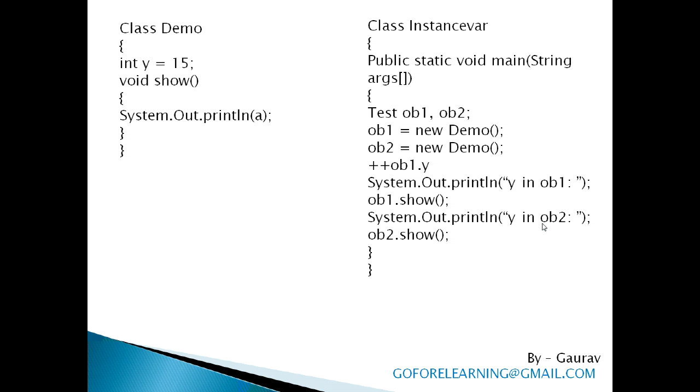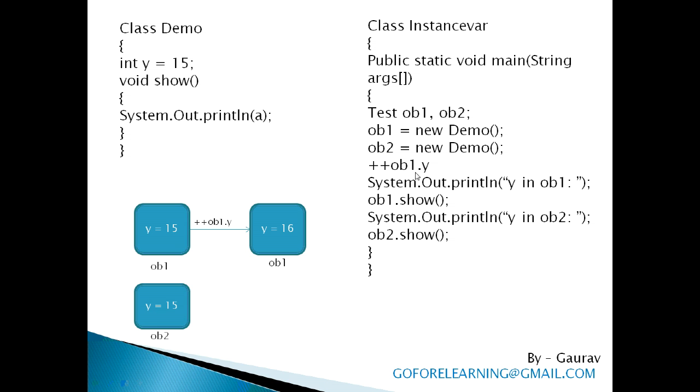Since an instance variable has a separate copy in each object, ob1 has y value equal to 15 and ob2 has y value equal to 15. When the value of the instance variable is modified in ob1 and incremented to 16, it does not affect the instance variable value in the other object ob2. So you can see the output also. Y value in ob1 is 16 but y value in ob2 is 15.